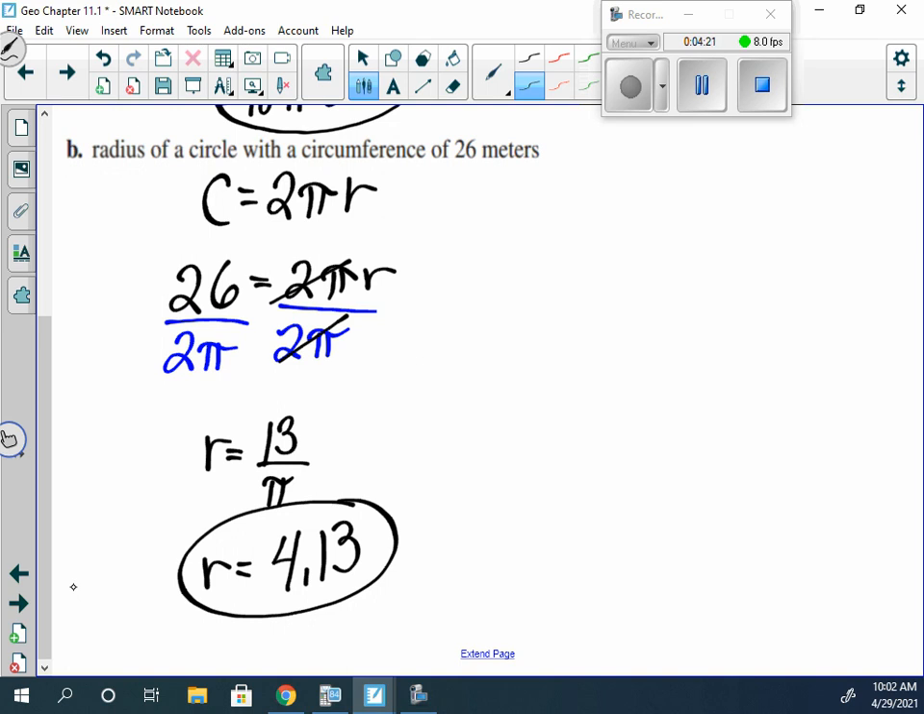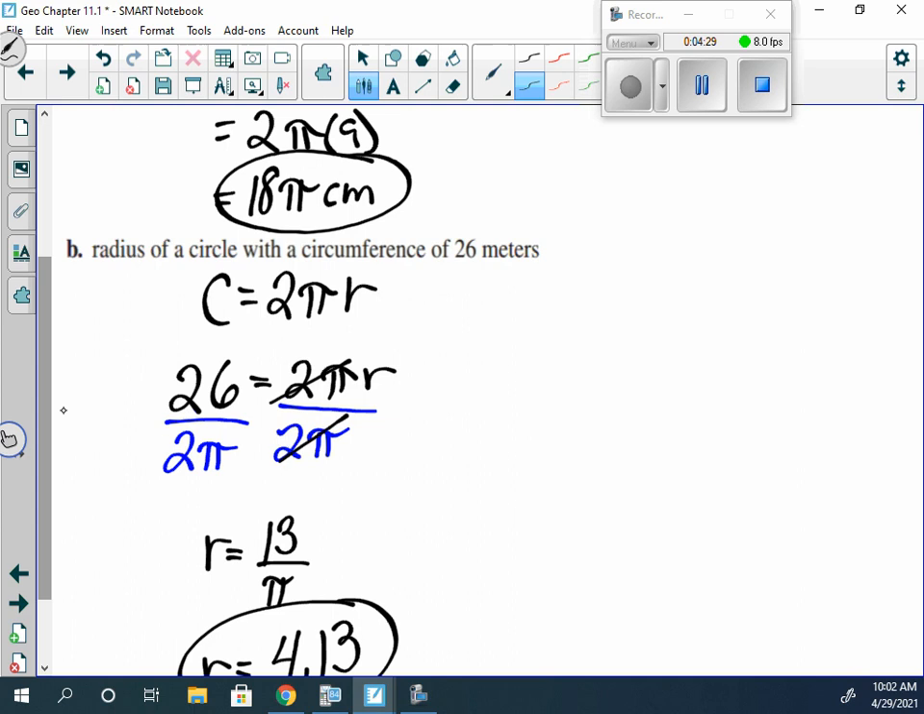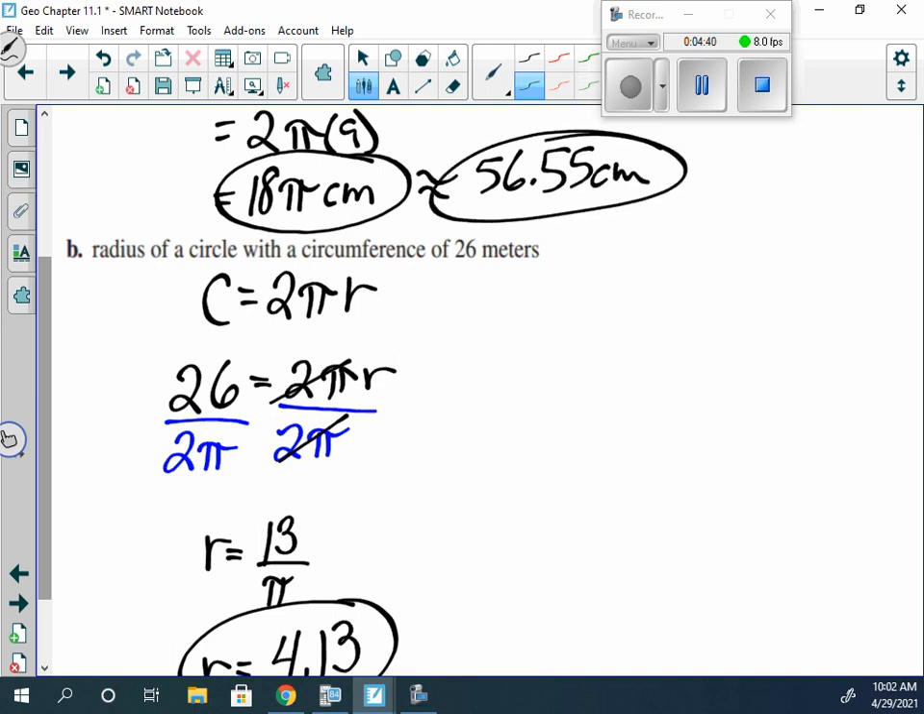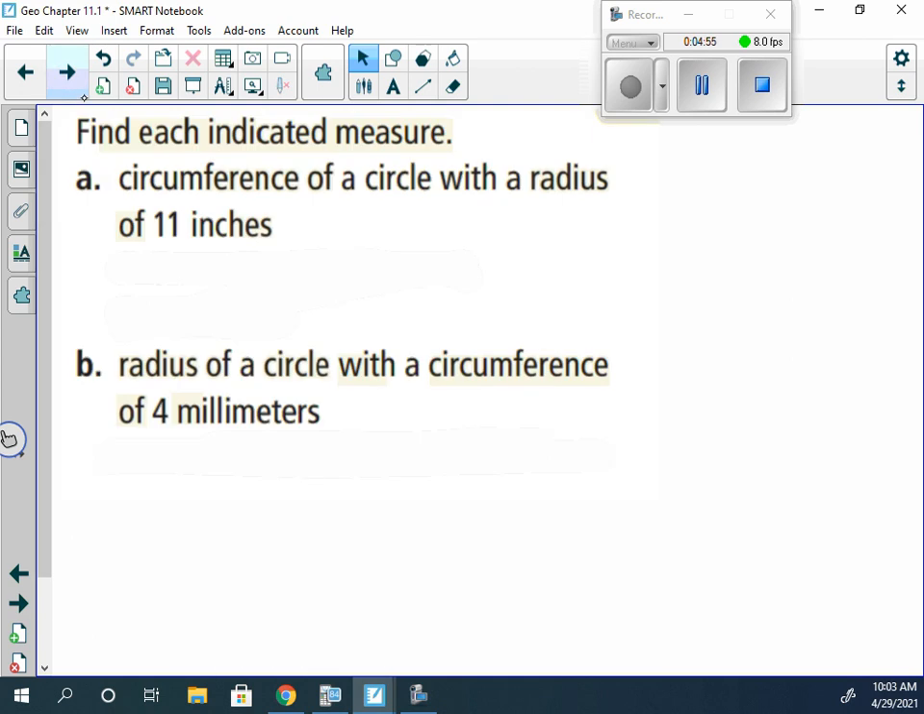Any questions on any of this so far? If we wanted to approximate the one before, this is approximately 56.55 centimeters, if we type it into the calculator and get the decimal approximation. Any questions on any of this? Okay, let's look at at least 2 more.